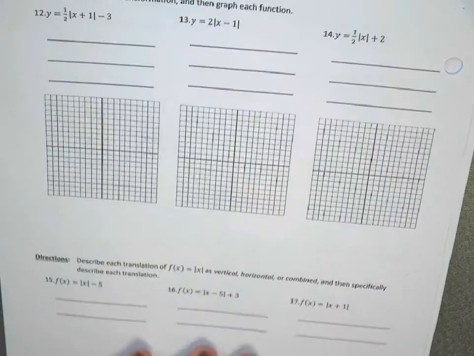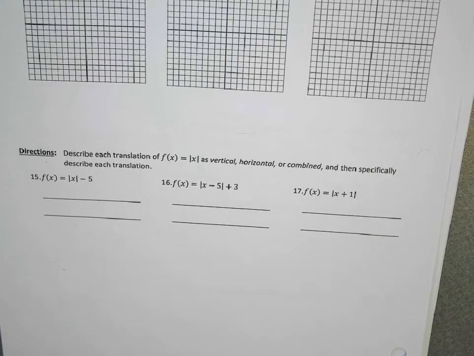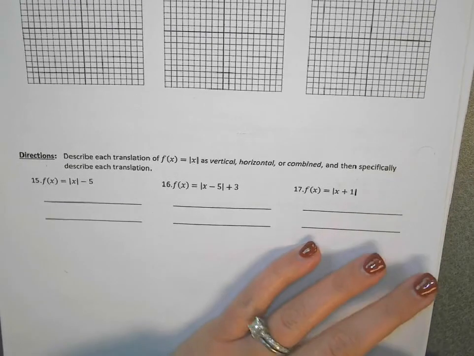Okay. For 15, 16, and 17, you just have to describe the translation as vertical, horizontal, or combined. So if it's combined, it means it shifts vertically and horizontally. And then describe the translation. So how is it moving: up, down, left, right, and how many? Okay, so that should help you with that assignment.